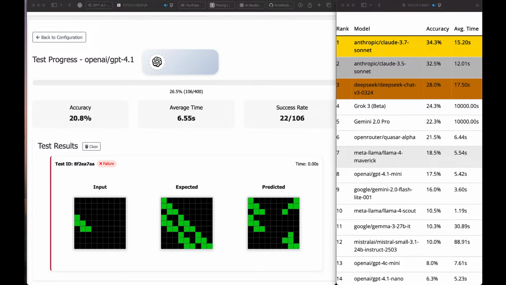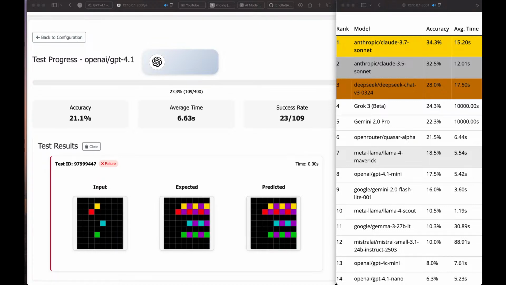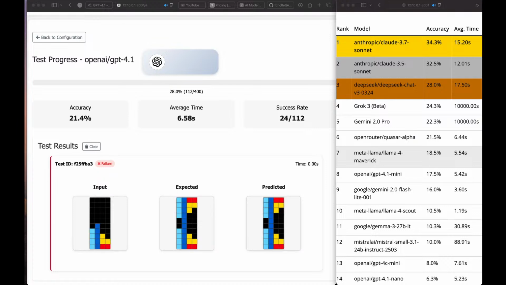So I will probably compare 4.1 with DeepSeek and likely 3.7 Sonnet. I'll make a video on that. Yeah, Gemini 2.5 Pro is a thinking model. That's the reason. Because all these models are non-thinking ones. And that is the reason there is no DeepSeek R1 or O3 Mini High as well.